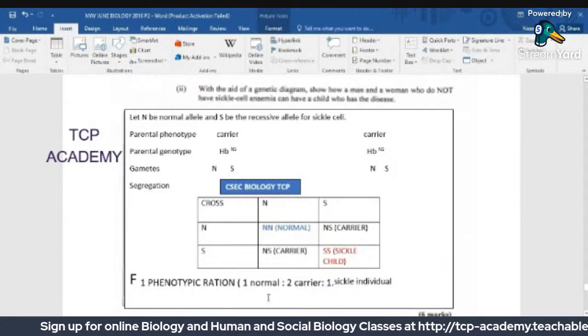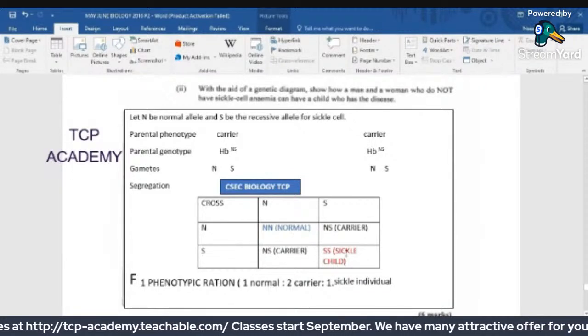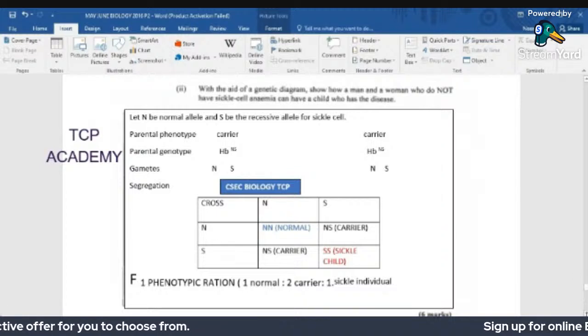Another thing we need to look at here is that there is a possibility of 25% of the offspring being normal, 25% of the offspring having sickle cell, and then a 50% possibility of having a carrier from this interaction between these two carrier parents.